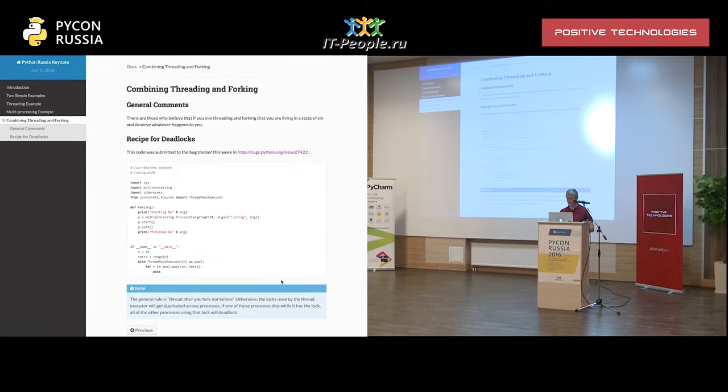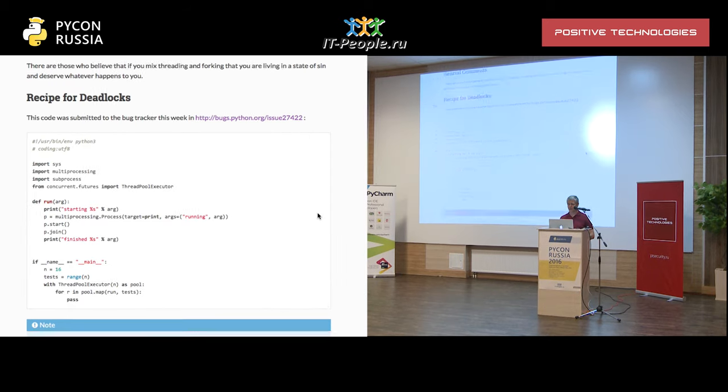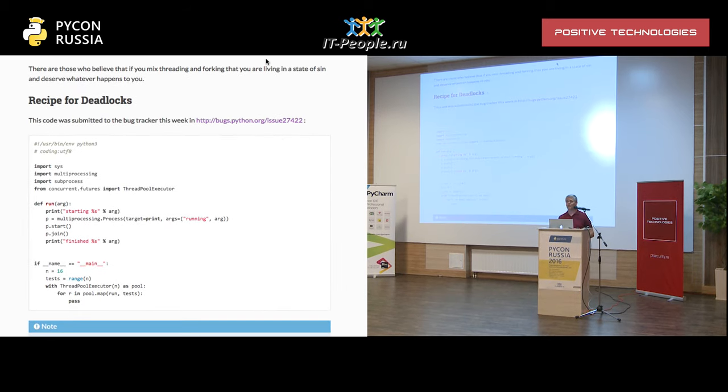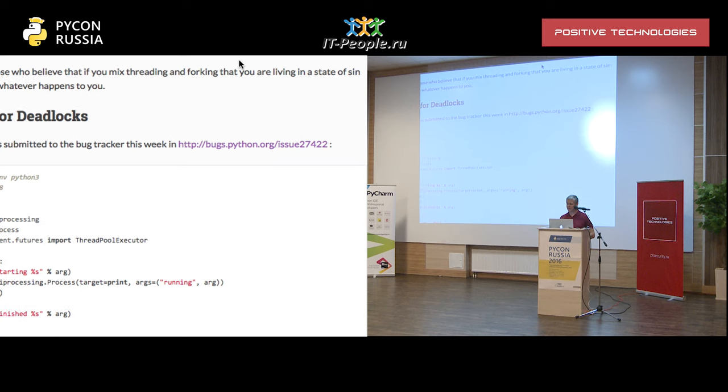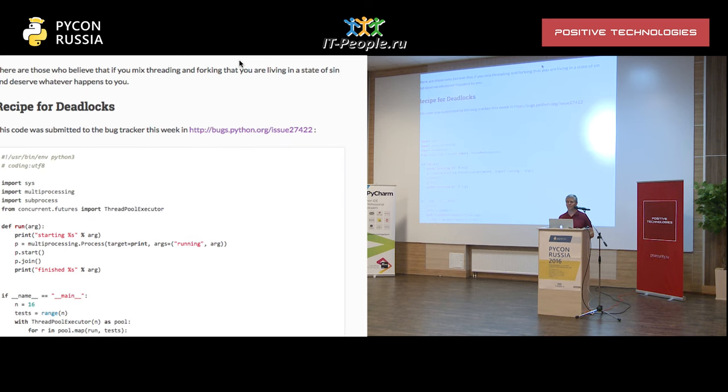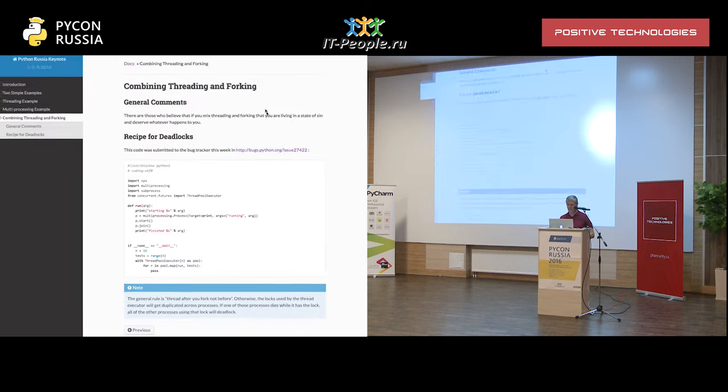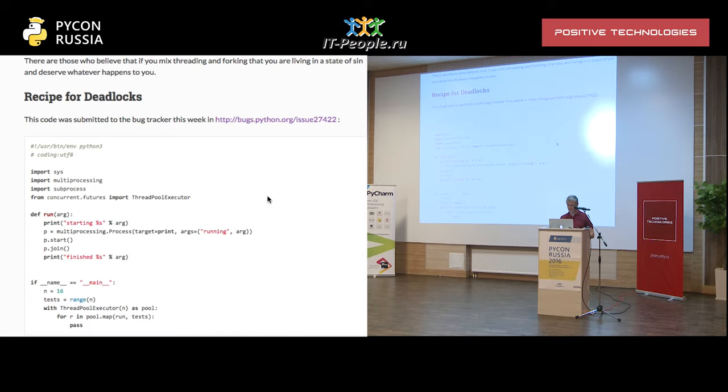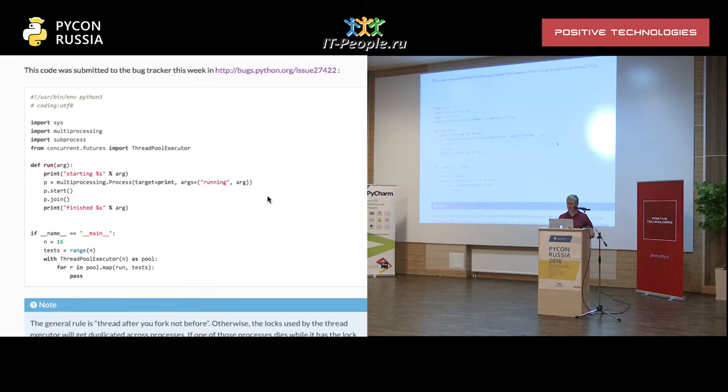The very last thing, which I will do in one minute, is combining threading and forking. It's a simple thing. If you combine threading and forking, you're living in a state of sin and you deserve whatever happens to you. This code was submitted yesterday or the day before. Somebody said Python is broken because I combined threading and forking. This is a simple example that deadlocks every time. Their conclusion was Python was broken. My conclusion was that their mind was broken.